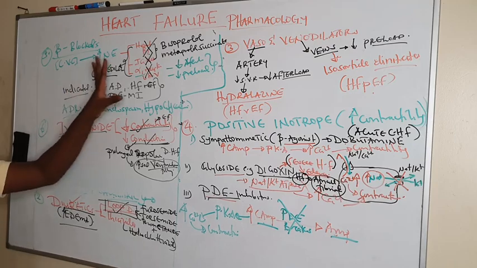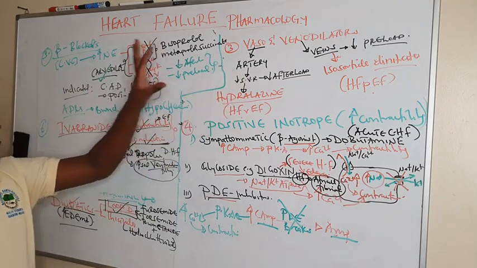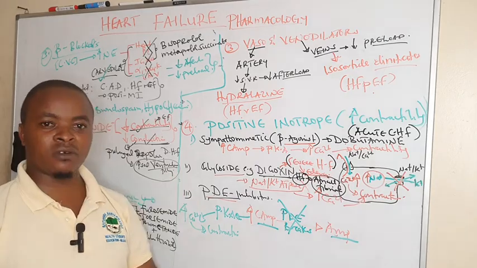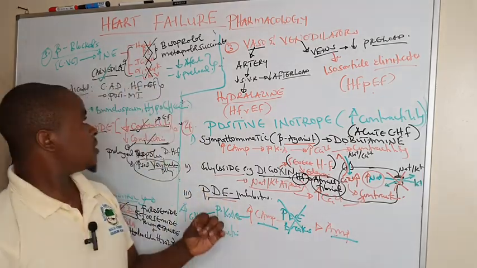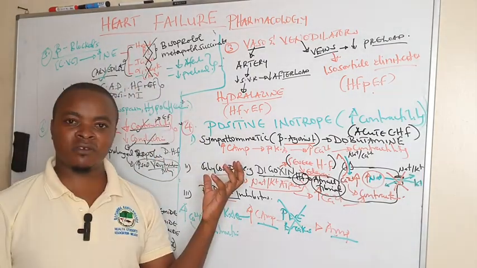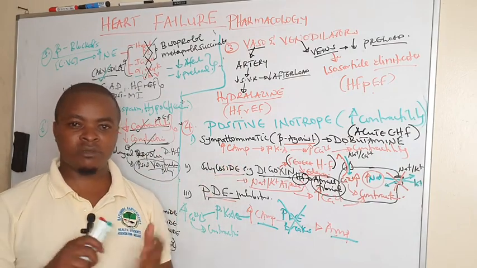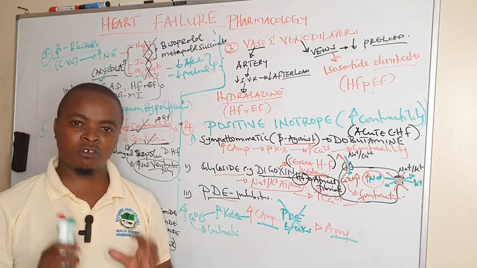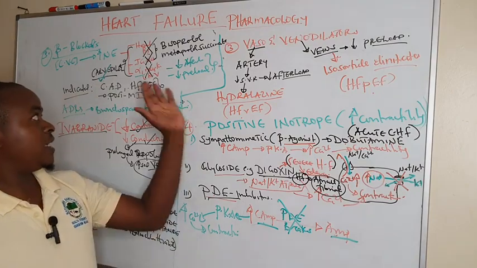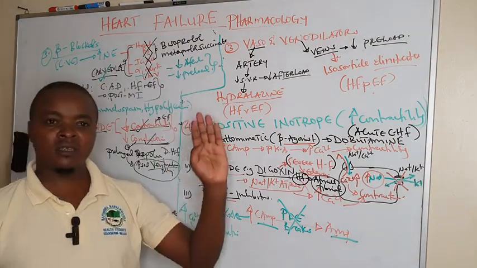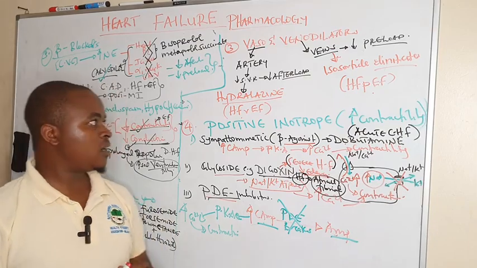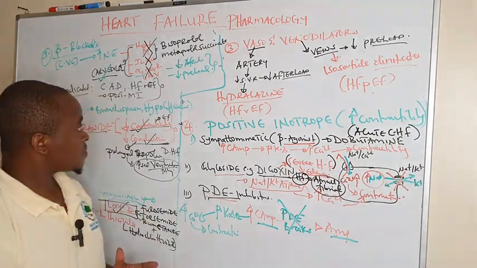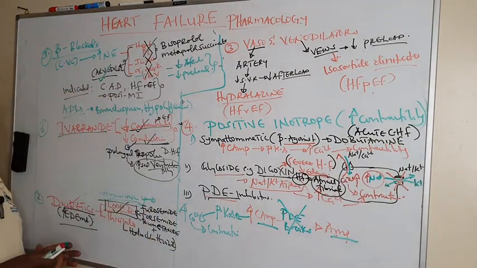Beta blockers containing bisoprolol, metoprolol succinate, together with carvedilol, whereby carvedilol decreases both afterload and preload. And in so doing, it can be used in treatment of both those with reduced ejection fraction and those with normal ejection fraction. Whereas bisoprolol and metoprolol succinate are only for systolic heart failure, together with coronary artery disease and post-myocardial infarction.